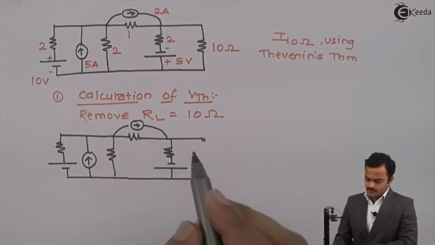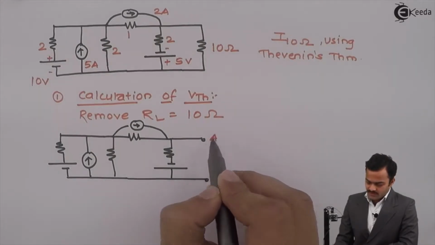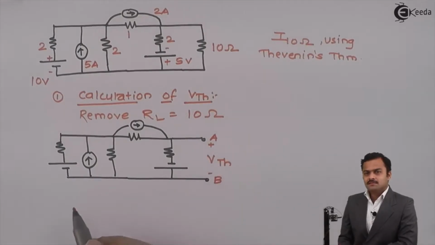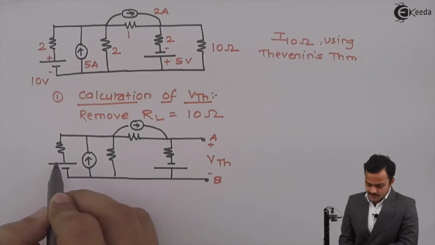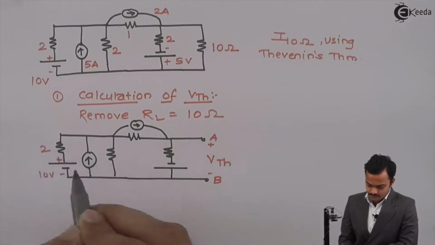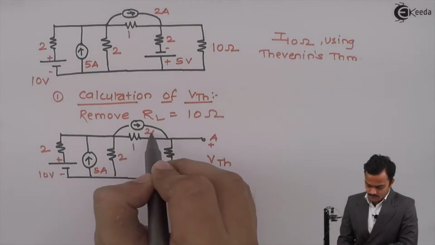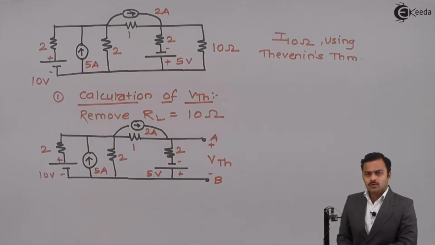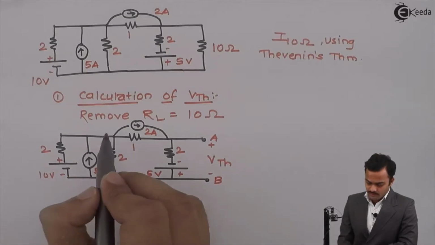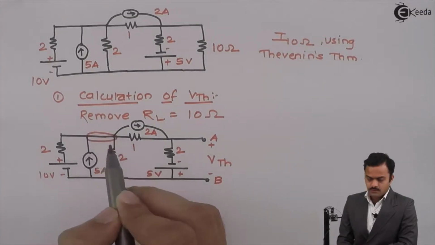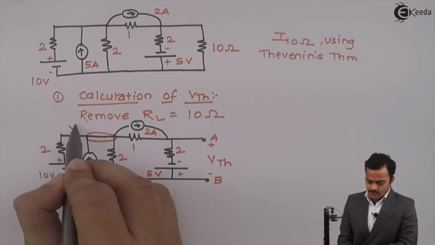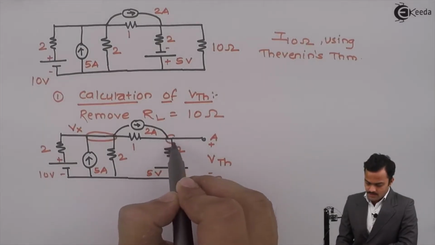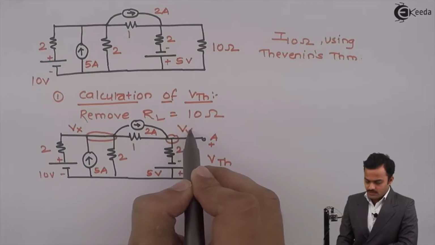So once I remove the RL, it will give you open terminals A and B, across which I need to find out a voltage which we call as Thevenin's voltage. Rest of the part of the circuit will remain as it is. Now let's apply nodal analysis to solve this problem. So I will consider this node as X having voltage Vx, and I will consider this node as Y having potential Vy.